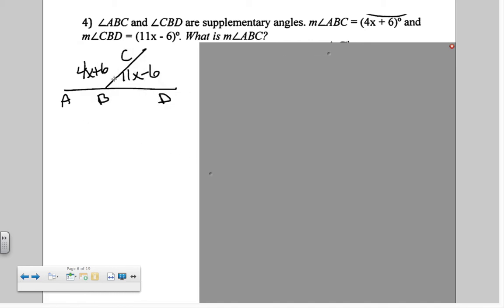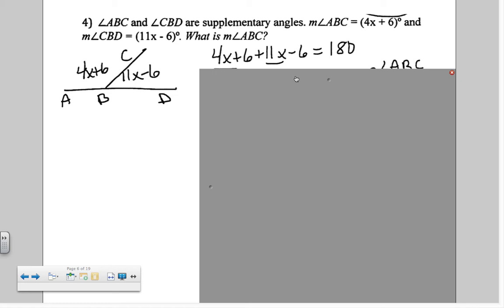Here I've got ABC and CBD. Notice CB is common in both, so I know it's sharing that ray. So I can set them up so they form a straight line because they are supplementary, and I know now that these two added together will give me 180.